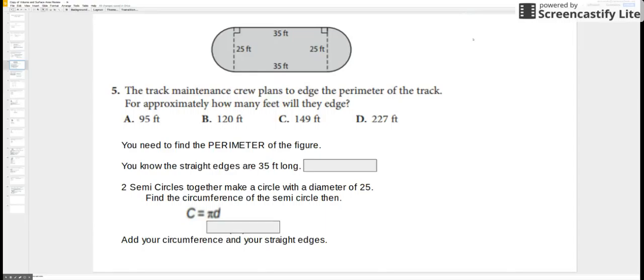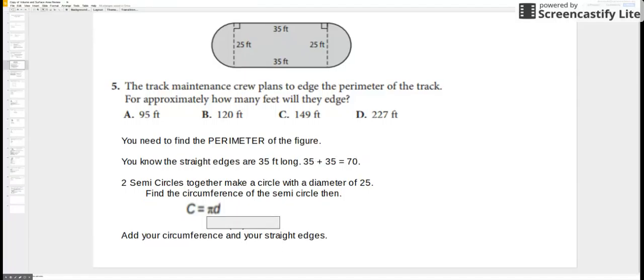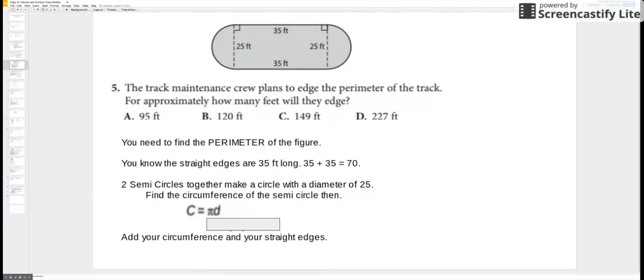So you know that the straight edges are 35 feet long. Here's a straight edge, and here's a straight edge. They're both 35 feet long, so together they add up to 70. Now, you know that there are 2 semicircles here, one here and one here, and together both of the semicircles make up one full circle. So if these 2 semicircles make up one full circle, their diameter, which is right here, is 25.